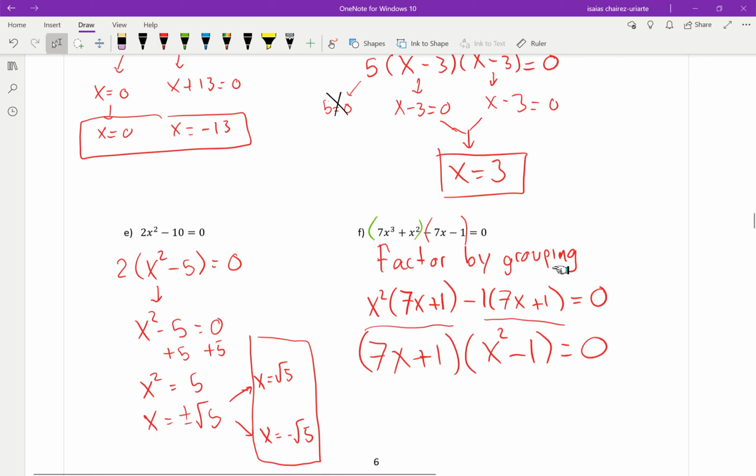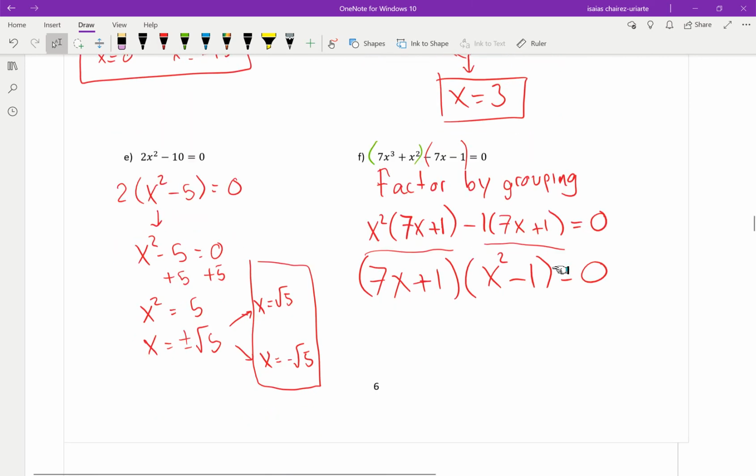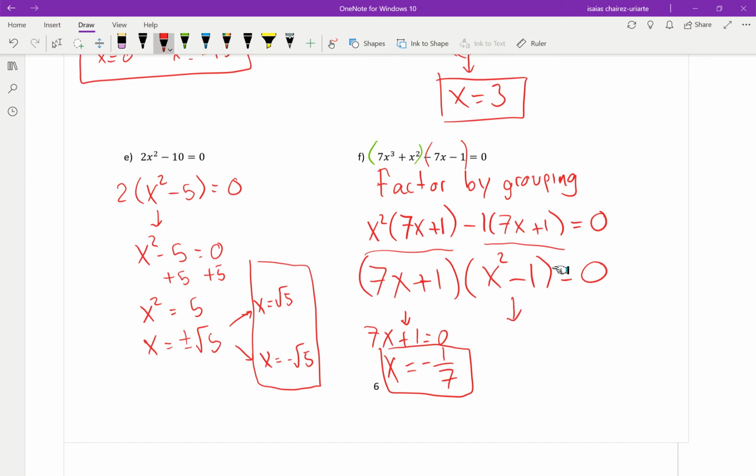I need to set each one of my factors equal to 0. So I have to set this thing equal to 0. That says 7x plus 1 equals 0. That would say that x equals negative 1/7. So I have found one solution. But then I also have to set this factor equal to 0.